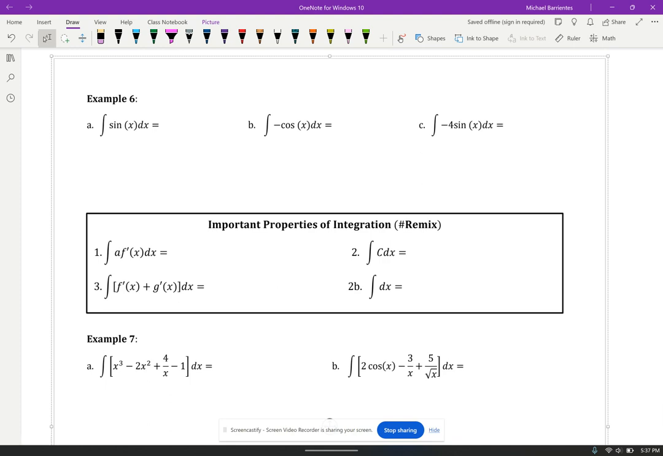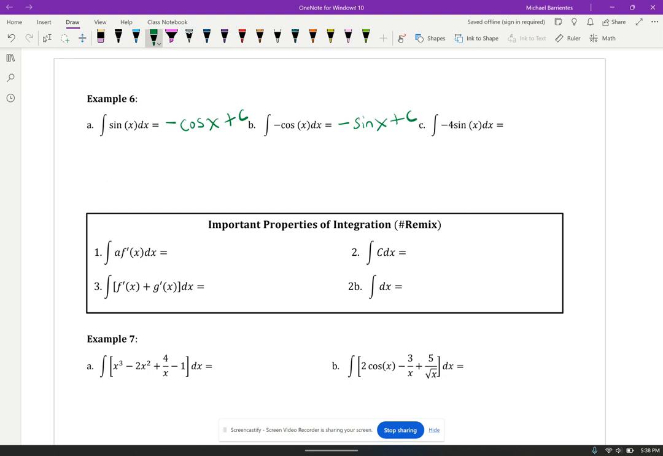Let's see. So, antiderivative rules. If we know the regular derivative rules, we just work in reverse, right? So, I'm looking for the function whose derivative will give me the sine of x. Well, we said the antiderivative of sine x is negative cosine x. Why? Because the derivative of cosine x is usually negative sine, but I'm looking for the antiderivative of positive sine, so therefore that's negative cosine x. The antiderivative of negative cosine x is negative sine, and don't forget plus c.